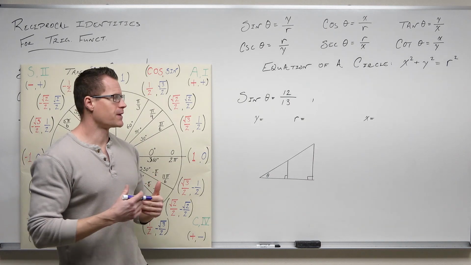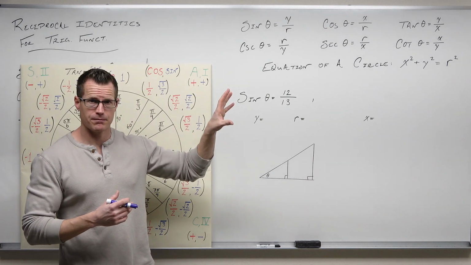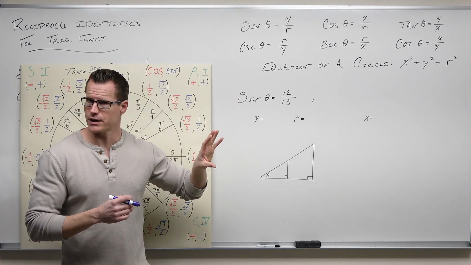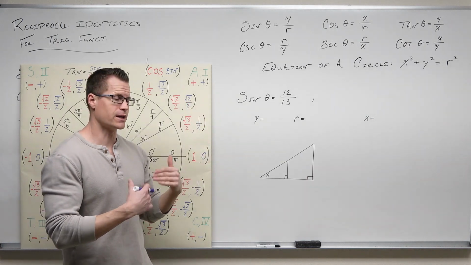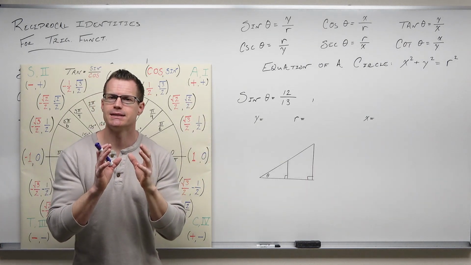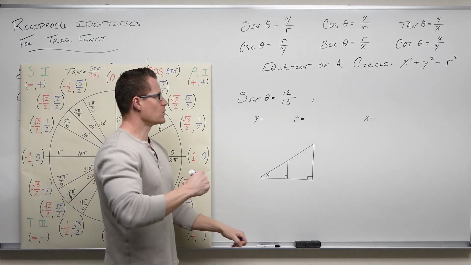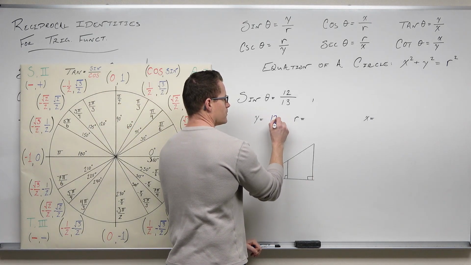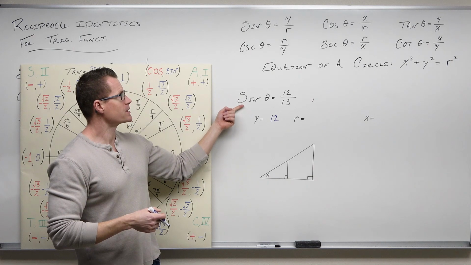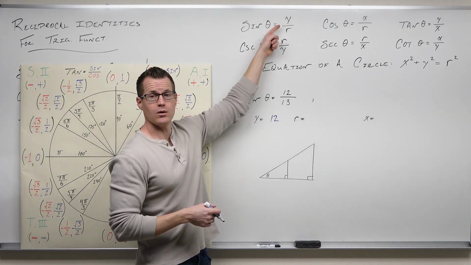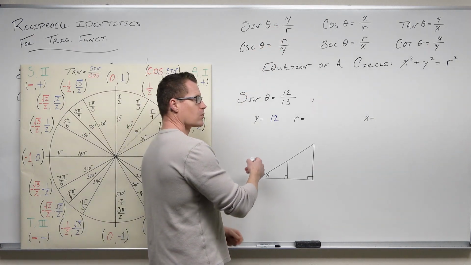So let's take a moment. We understand that sine of theta is this relationship of y. Y over 1 for a radius of 1, or y over r for a radius that's not 1. Does it even matter? It doesn't matter. I'm going to show you that. So let's say that y is 12. Why am I getting that? Well, I know that sine theta is y over r. Okay, r would be 13 here.